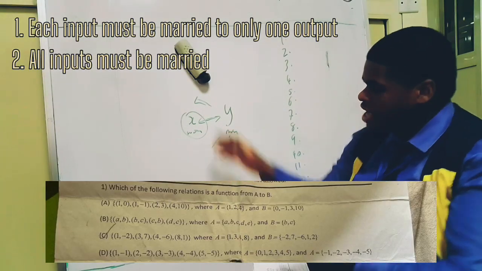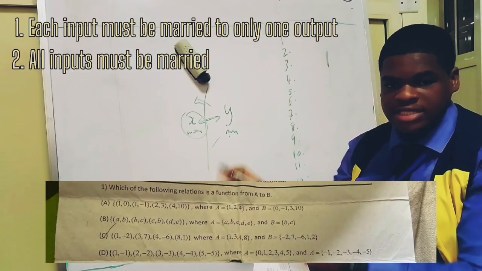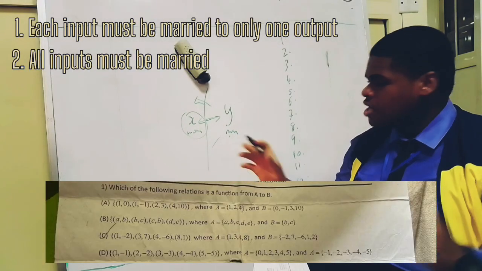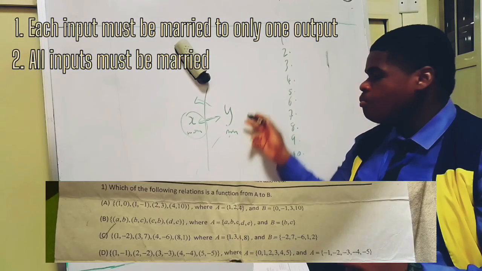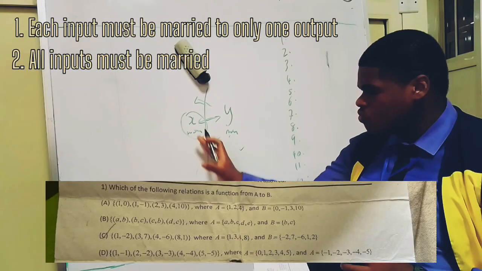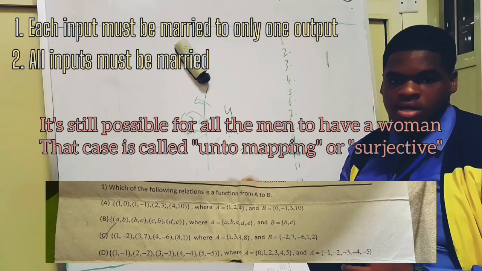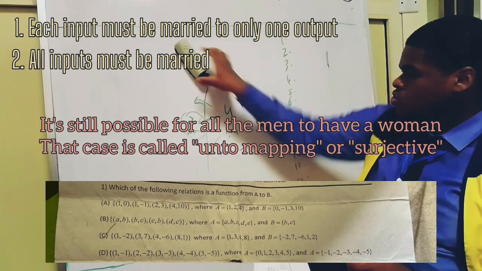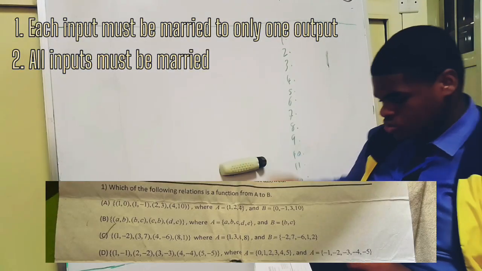And second of all, every single woman in the set must have a man. No woman should be left out. But in the set of men, there are some men that will not have a woman, because some men are having multiple women. Okay, that's how she explained it. So I'm going to use that to answer this question.